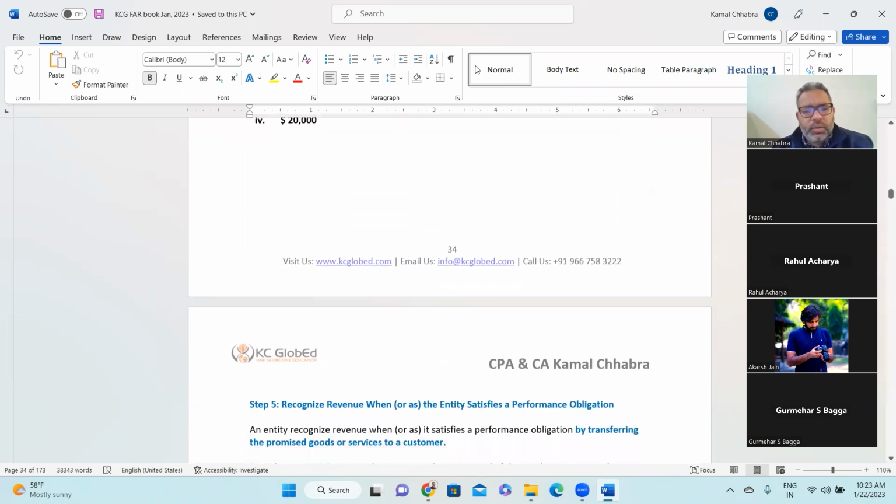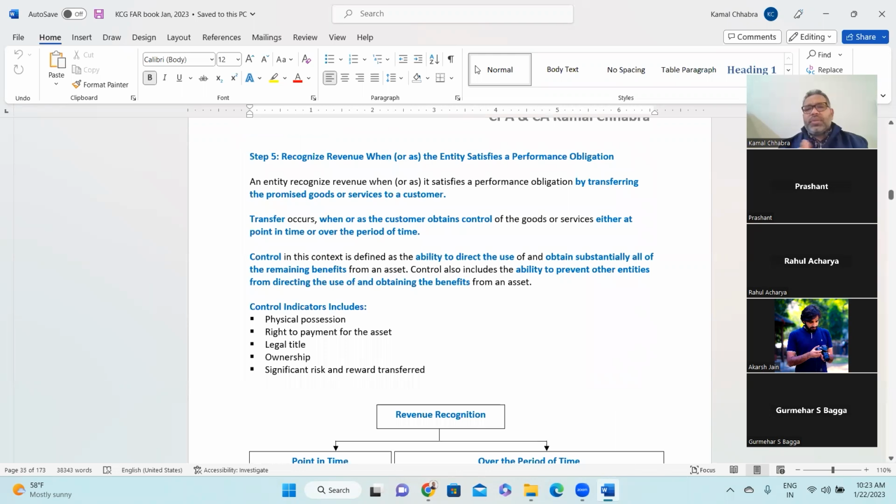Okay. So now we are jumping into step 5, finally to recognize the revenue, right? An entity recognizes the revenue when it satisfies the performance obligation. From day one, we have been understanding that revenue will be recognized upon satisfaction of the respective performance obligation. Some performance obligations would be satisfied at a point in time, and some may be satisfied over a period of time. We'll be understanding in detail how to recognize the revenue for over a period of time, and how to recognize the revenue for point in time, right?